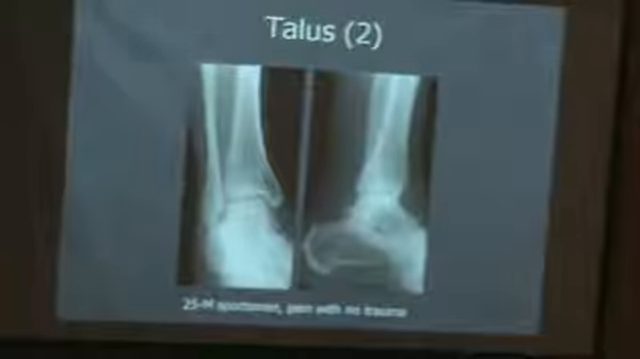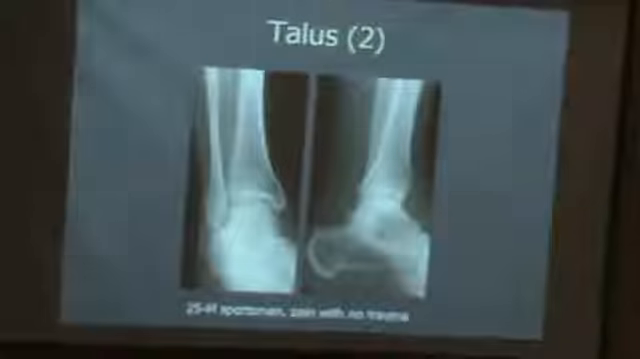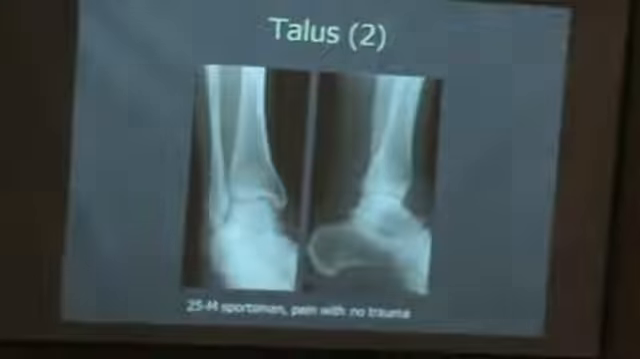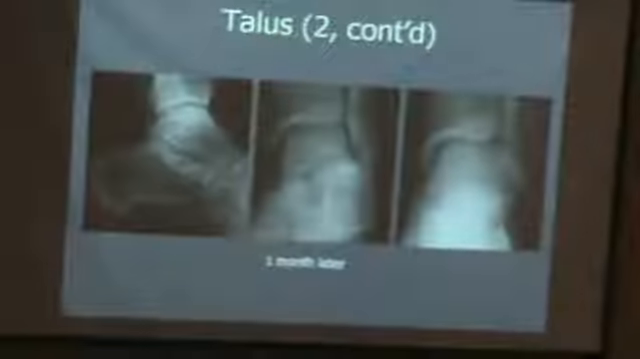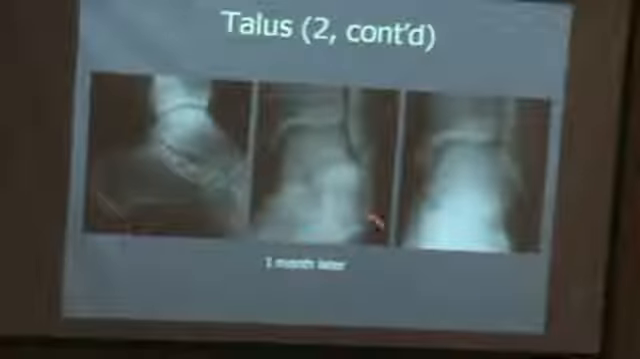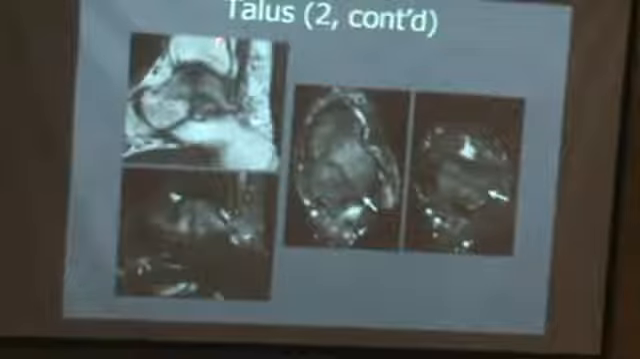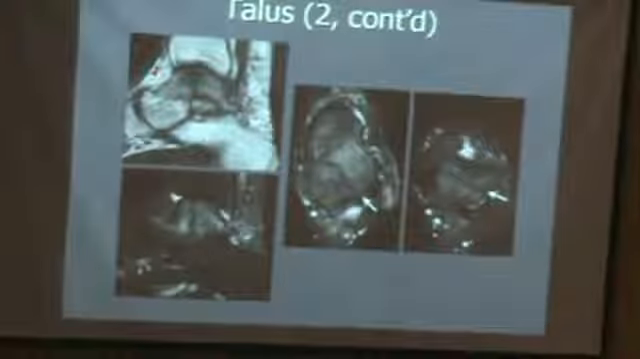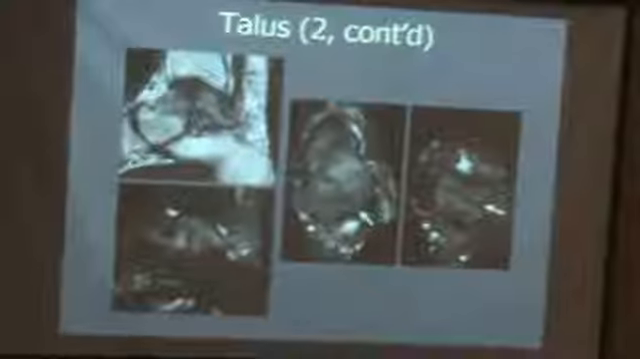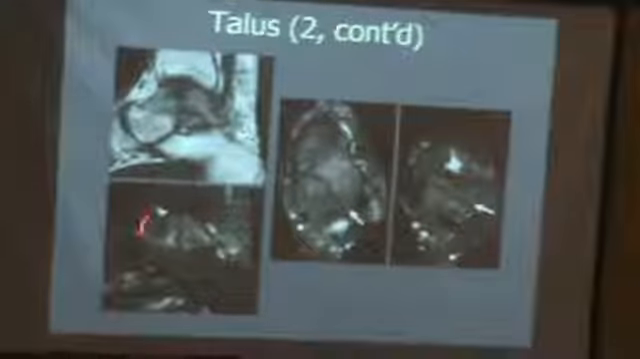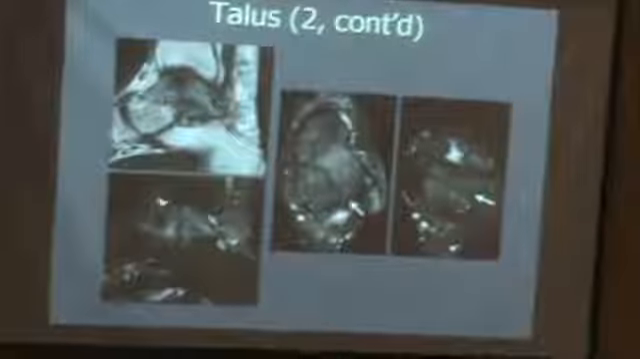A 25-year-old male sportsman, pain and no trauma. You look at the images back and forth. We are looking at the talus, trying to find out if there is anything, but it looks like there is nothing. And when you look at the talus again one month later, there is nothing. But when you look at the MRI, going through in small pieces, there is a complex tear on the dome and on the body of the talus with a lot of bone marrow edema, as you can see here. So again, if you have high suspicion and you don't know what to do, just go to the MRI.